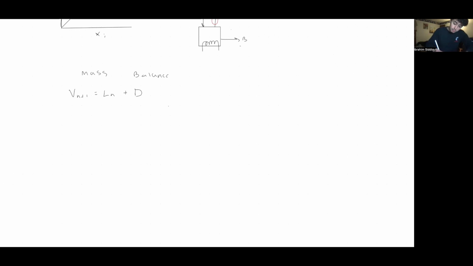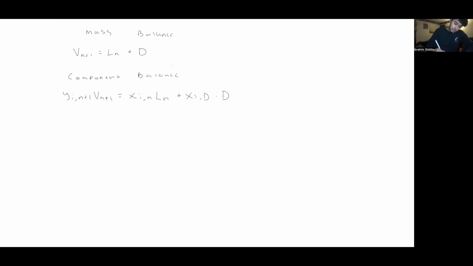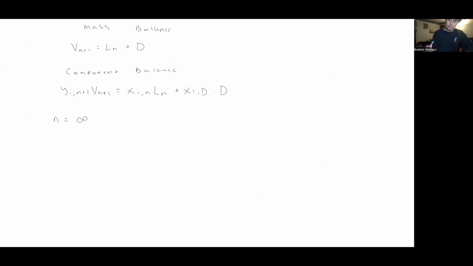Now let's go ahead and do a component balance for this based off of what we just wrote. So this is going to be our vapor composition at stage n plus 1 multiplied by our vapor flow at stage n plus 1 equal to our liquid composition at stage n multiplied by our liquid flow at stage n plus the composition of our distillate multiplied by our distillate, or essentially the recovery of our distillate. Okay, so at our pinch point, there are an infinite number of stages, right? So we can go ahead and refer n equal to infinity, right? So let's go ahead and input this in terms of what we have for n.